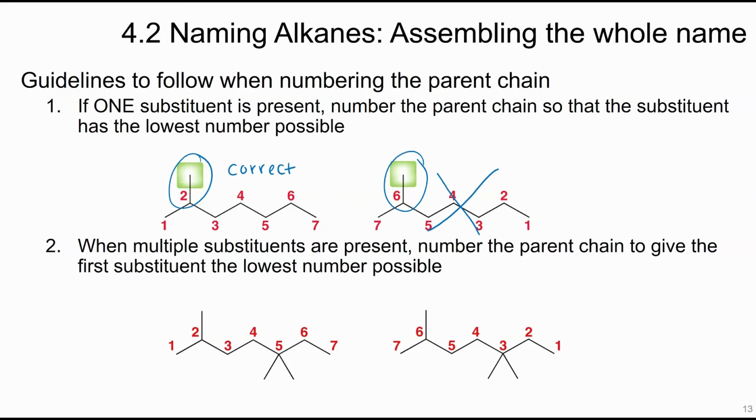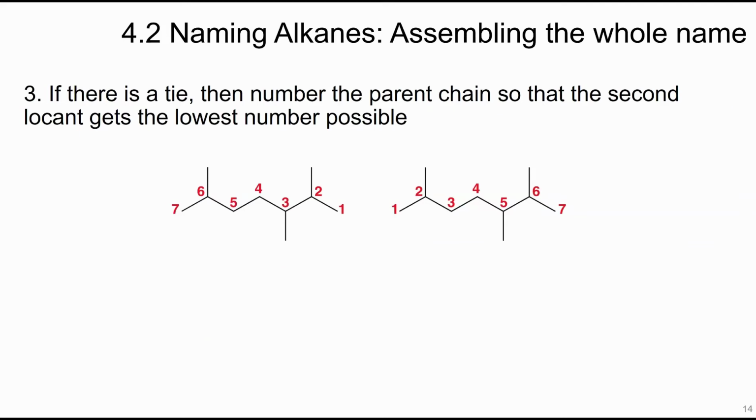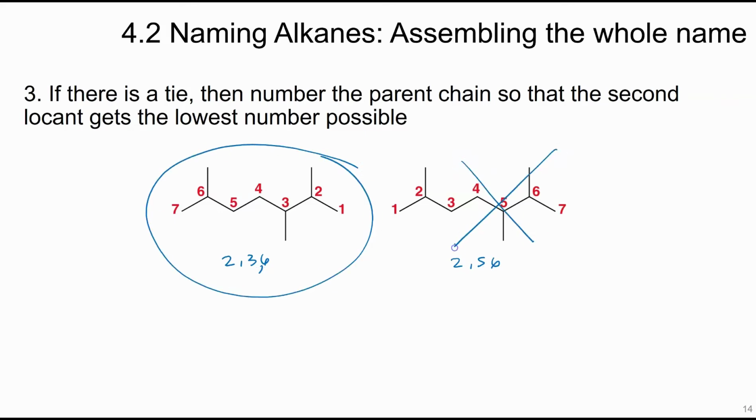If you have multiple groups, you want to number the parent chain to give the first substituent the lowest number possible. This one is 2, 5, 5. This one is 3, 3, 6. This one is the correct one. So the first substituent should have the lowest number possible. If there's a tie, number the parent chain so the second locant gets the lowest number possible. This would be 2, 3, 6 versus 2, 5, 6. So this is the correct one. So the second number should get the lowest number possible.